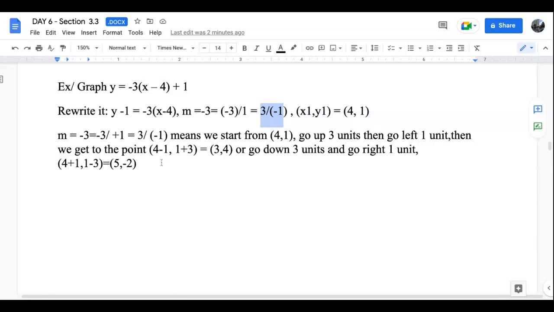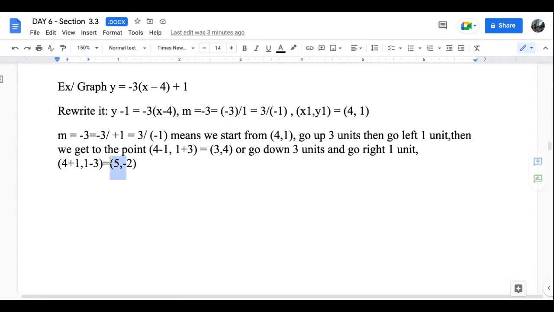So let's say we pick this one. This is saying the x value moves to the left 1 unit, which means the x value minus 1. 3 means the y value plus 3. So we get the second point, 3 comma 4. Or we could choose this slope to work with. We go down 3 units, and then we go right 1 unit. That means the x value plus 1 and the y value minus 3. So we get 5 and negative 2.